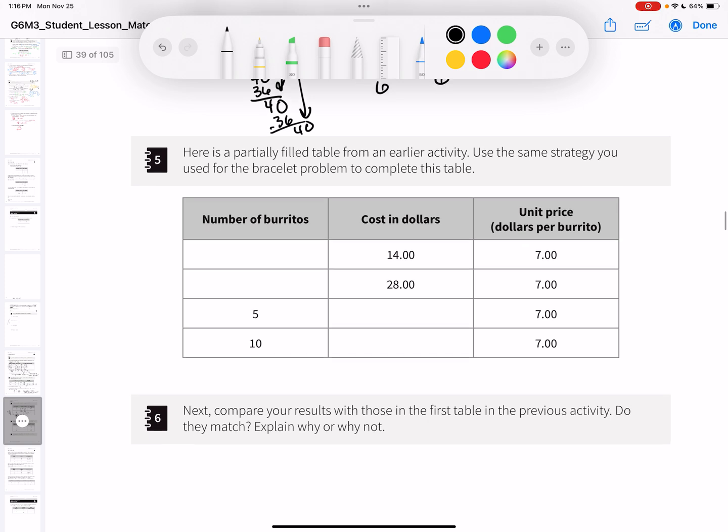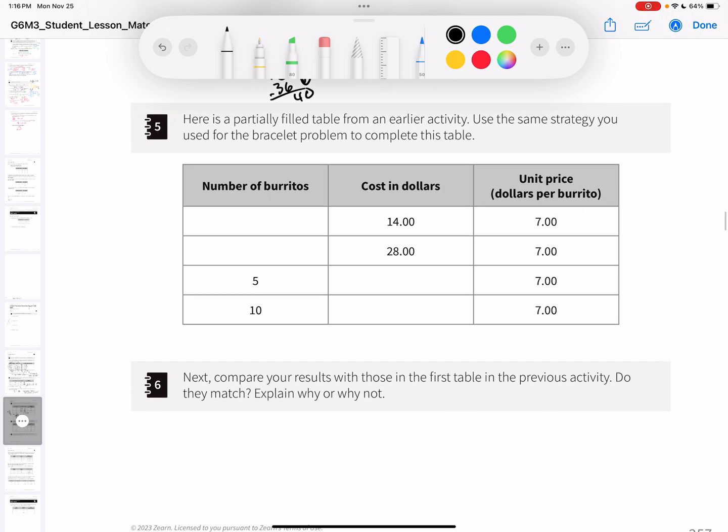All right. Here's a partially filled table from an earlier activity. Use the same strategy you used for the bracelet problem to complete this table. Okay, so we know burritos B times 7. So the number of burritos times 7 has to equal 14. What times 7 equals 14? Well, 2 times 7 equals 14, so we got 2 burritos.